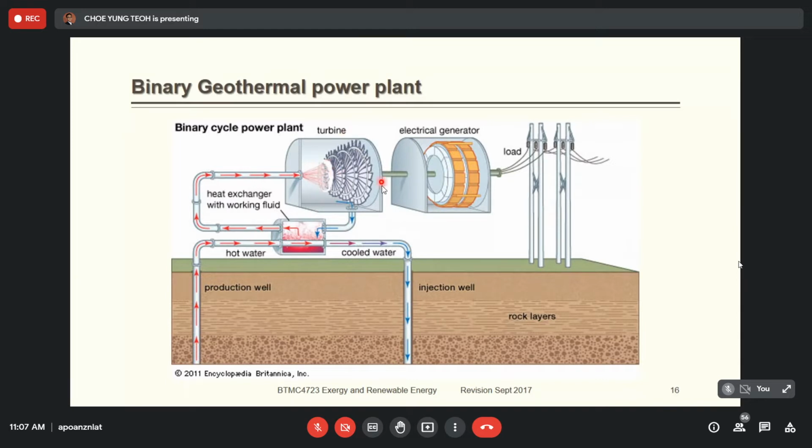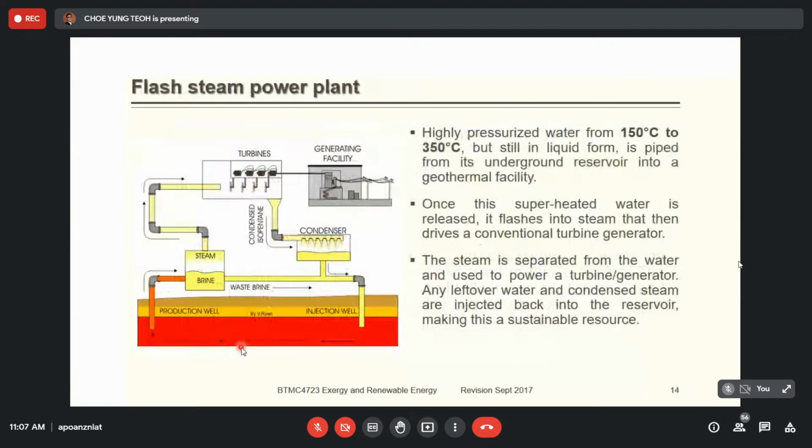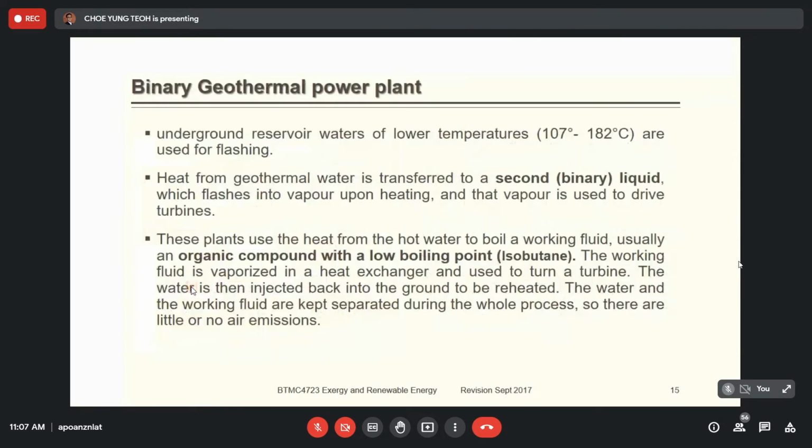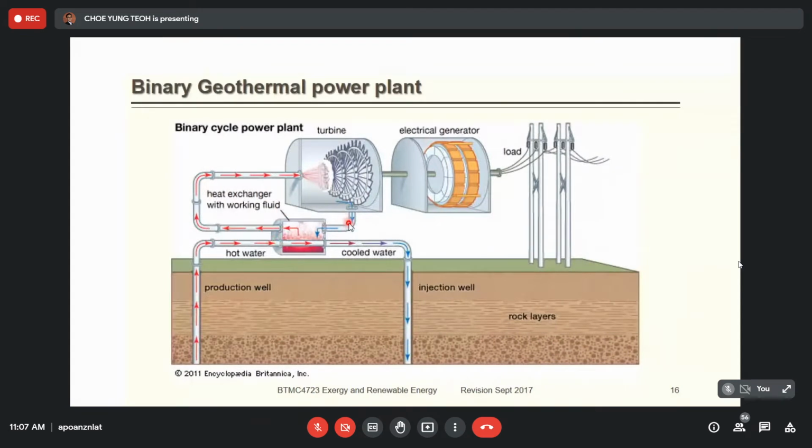Okay, and then the turbine here will rotate the electrical generator, and it will generate electricity which connects to the grid. This is a binary geothermal power plant. If we compare with the flash plant, the difference is that flash uses only the original steam from the ground, but binary uses a secondary fluid. The reason is just because the temperature of the steam coming up from the ground is not hot enough.